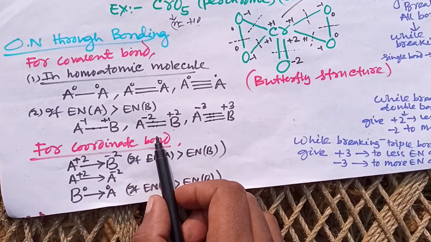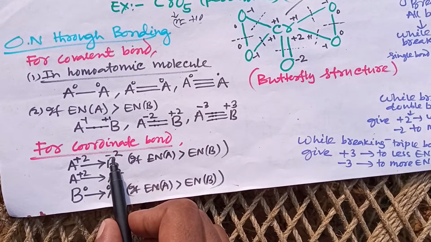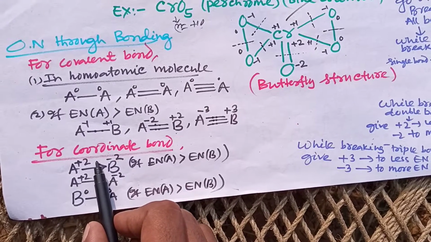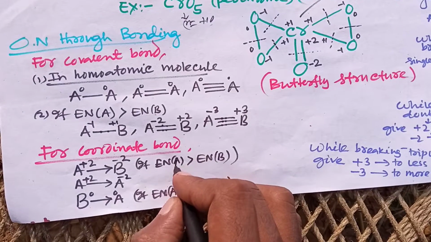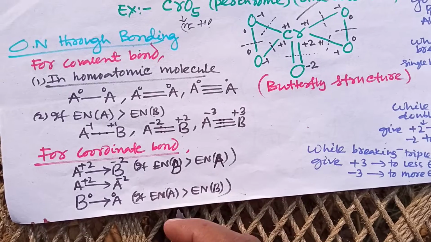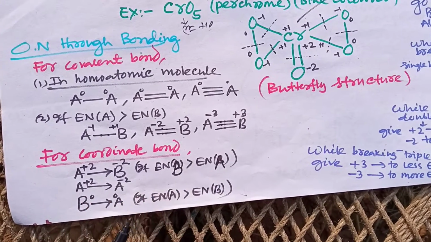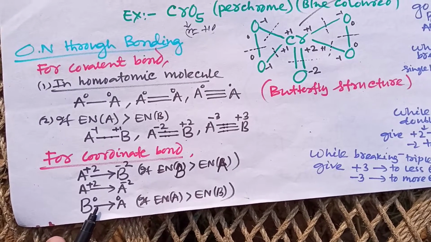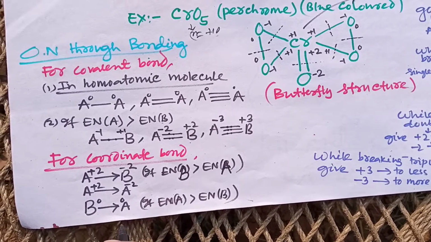For a coordinate bond going from the more electronegative atom to the less electronegative atom, you have to assign +2 and -2 accordingly. Here it should be like the electron pair going to B, and you assign +2 and -2. If the coordinate bond is from the higher electronegative atom to the lower electronegative atom, then you have to assign 0.